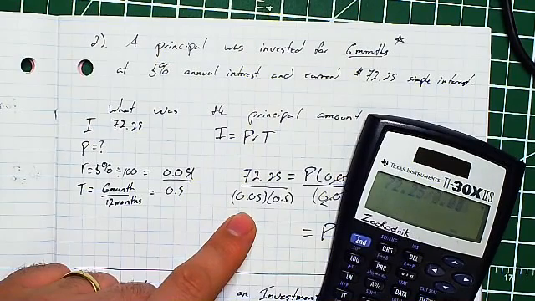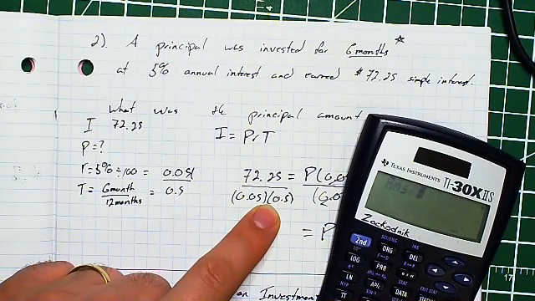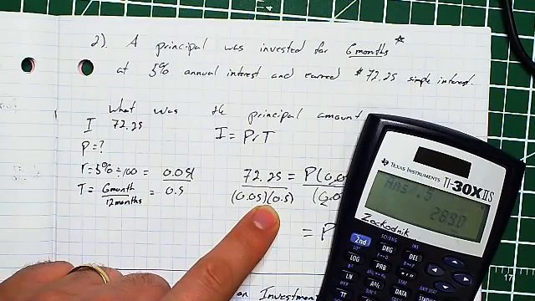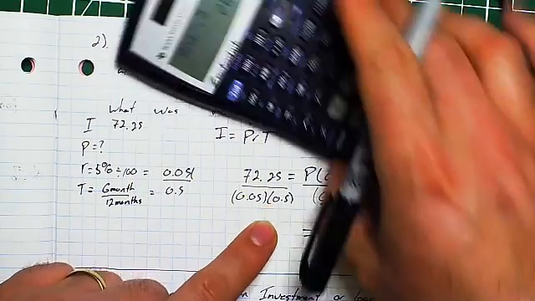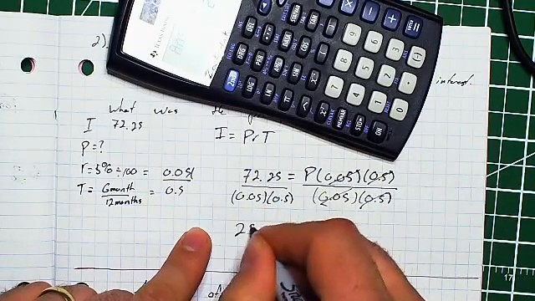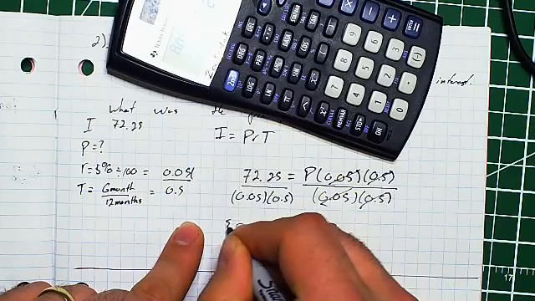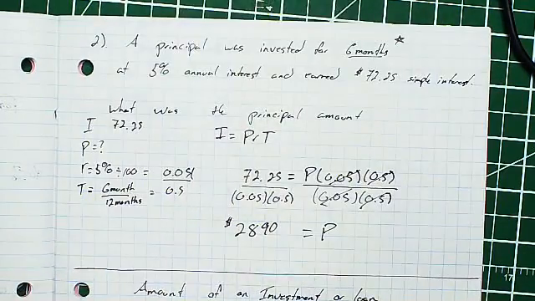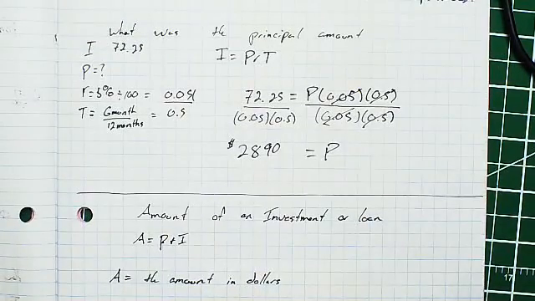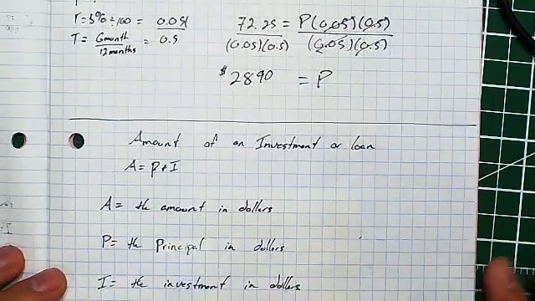So $72.25 divided by 0.05 and divided by 0.5 means we started out with a principal of $2,890. Again, simple interest.